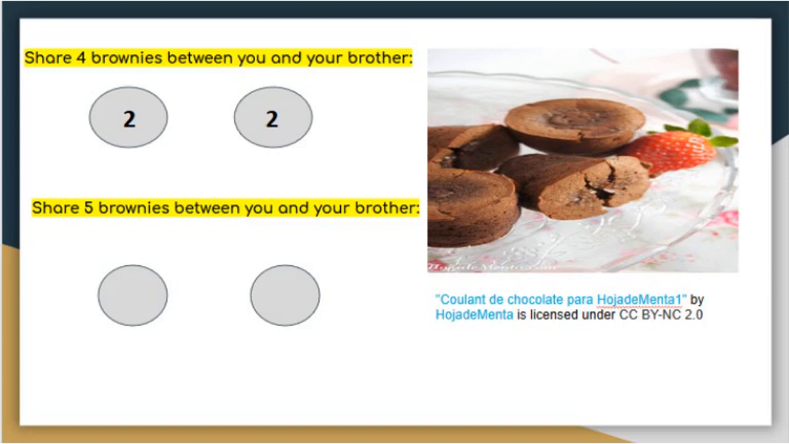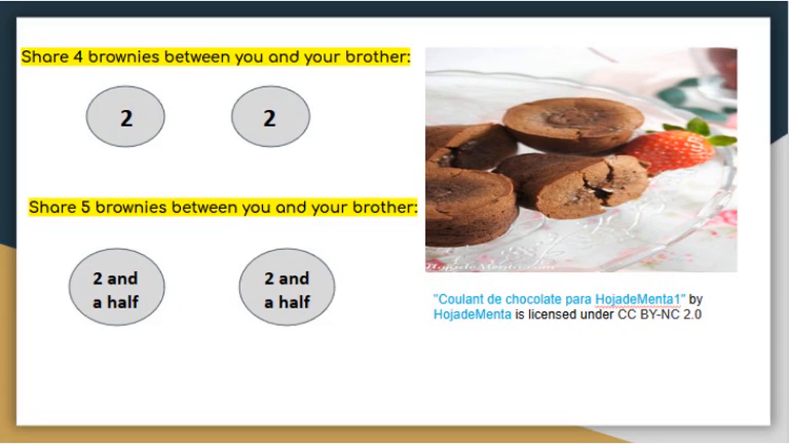If you have 4 brownies in your dish, how many will each one of you get? 2, that's right. What if you want to share 5? How many brownies will each one of you get? Each one will get 2 brownies, then you're going to divide the leftover brownie in half, so each one will get 2.5.